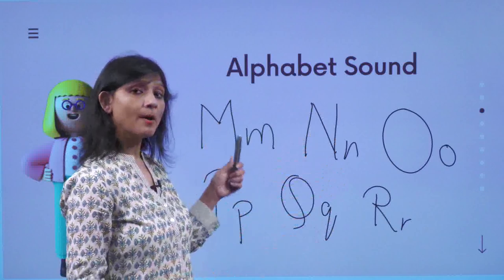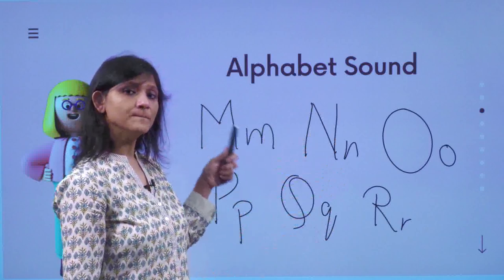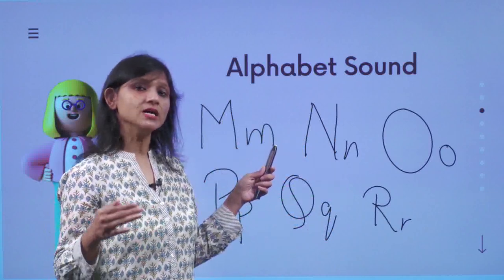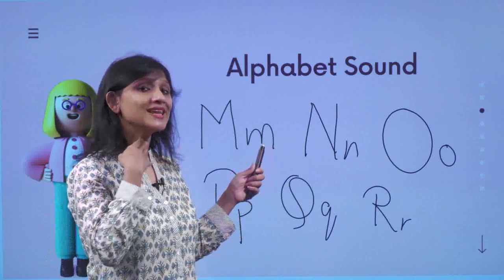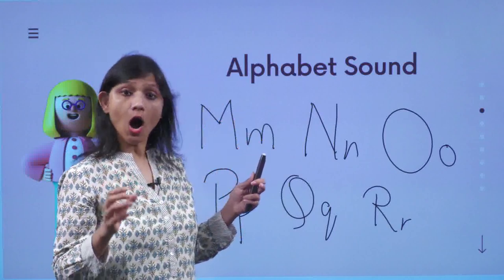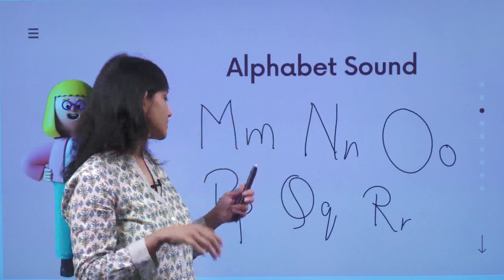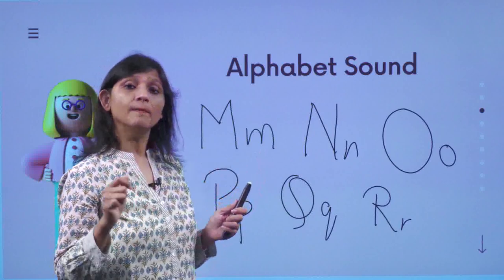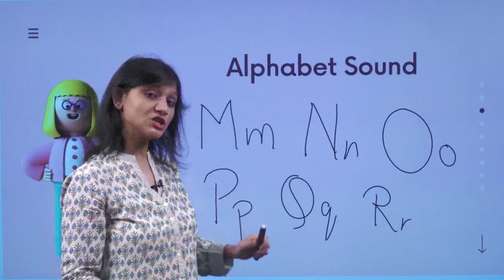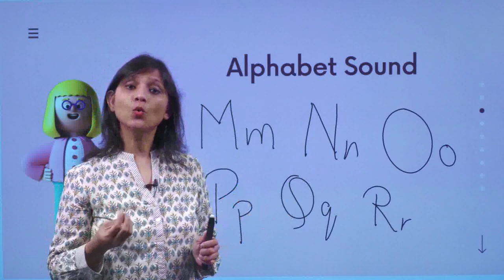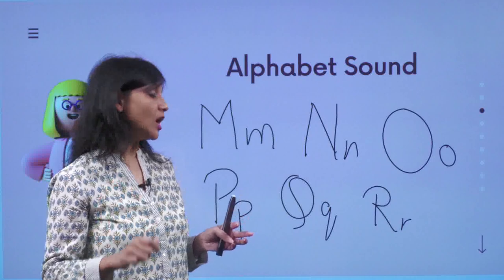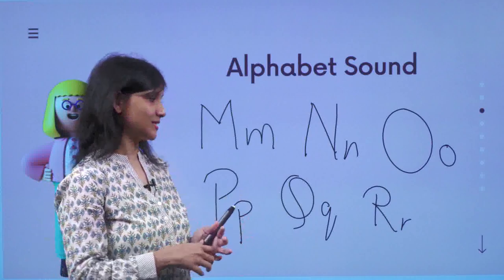M, M, man. M, M, mama. N, N, nest, n, n, neck, n, n, nail. O, ah, ah, orange, ah, ah, ox. P, pa, pa, papa, pa, pa, parrot, pa, pa, pigeon. Q, qua, qua, queen, qua, qua, quail. R, R, run. R, R, rat. Okay?